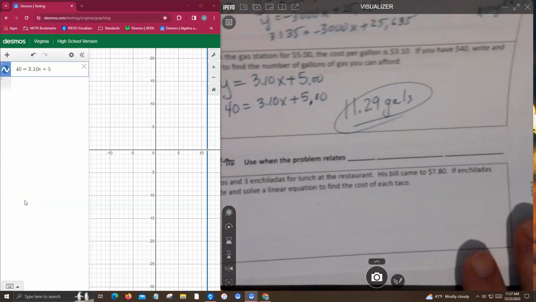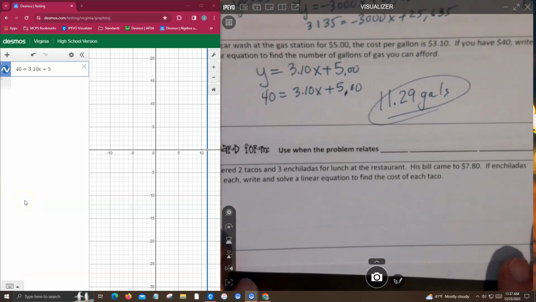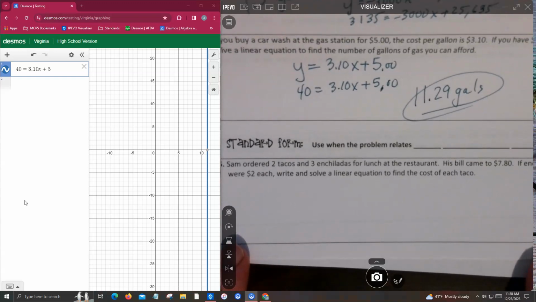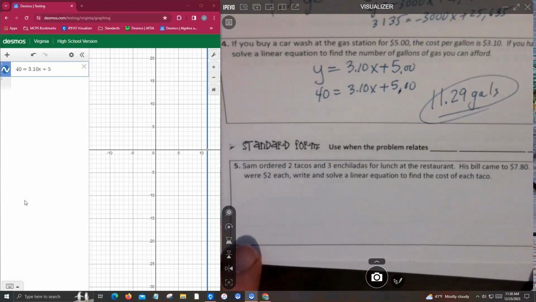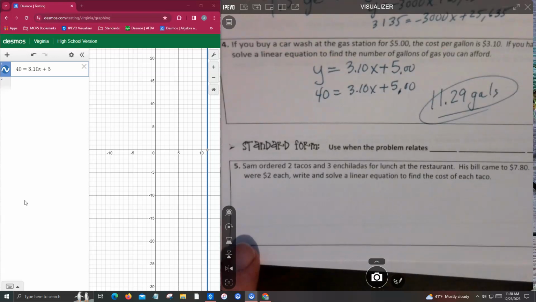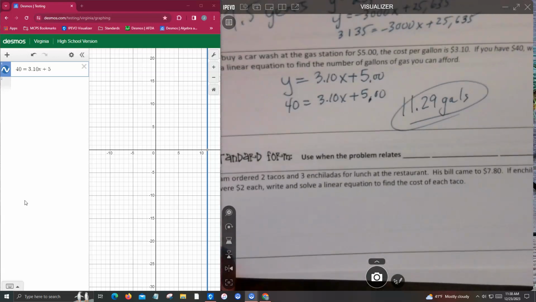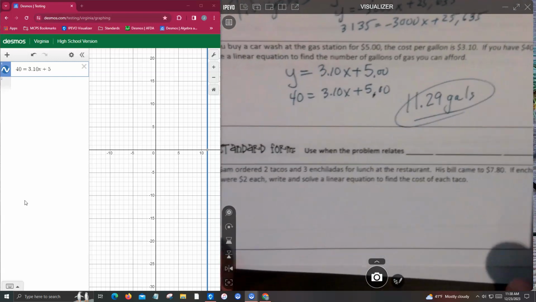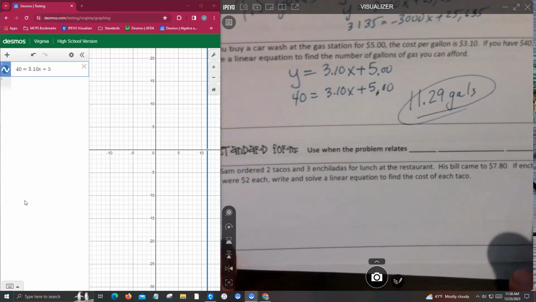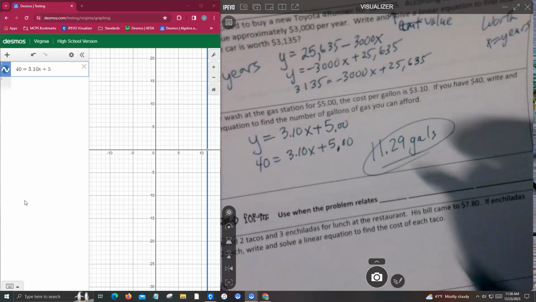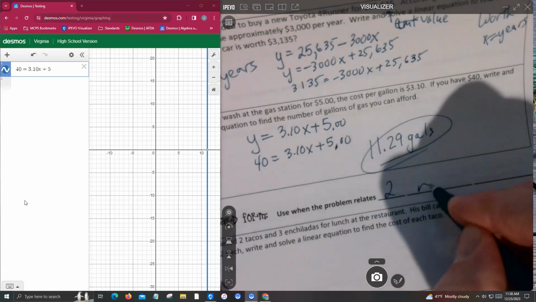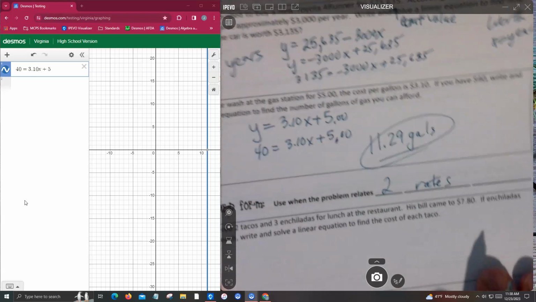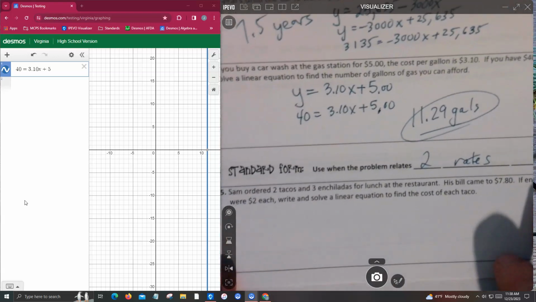All right, so now we're going to do a standard form equation. And what are we going to do with standard form? That's that ax plus by equals c line. I'm not sure what these blanks are all for, but it relates to two. Okay, so actually I'm going to say two rates. I have two rates going on.